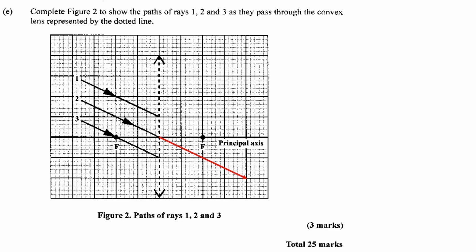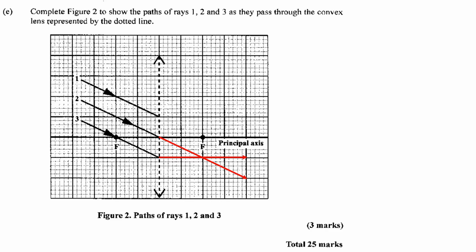Then ray 3 would be the next one that I would draw because any ray that passes through the principal focus, capital F, when it reaches the lens, will refract in such a way that it goes parallel to the principal axis. Then ray 1, the kind of tricky ray to draw.